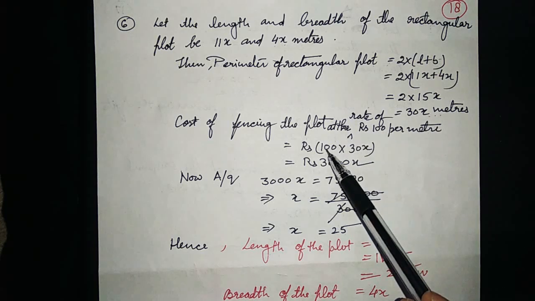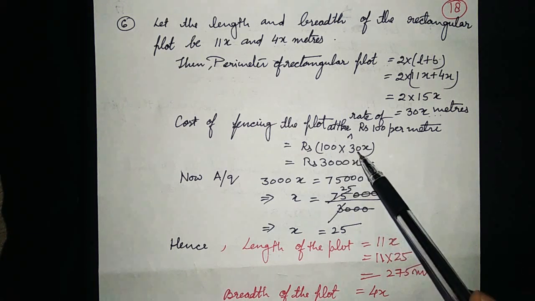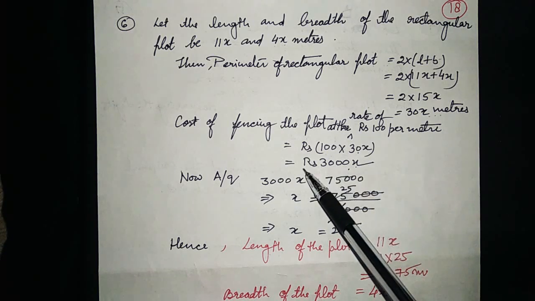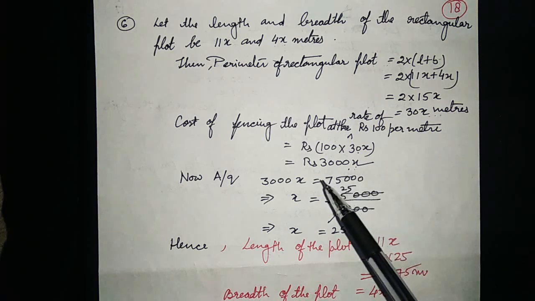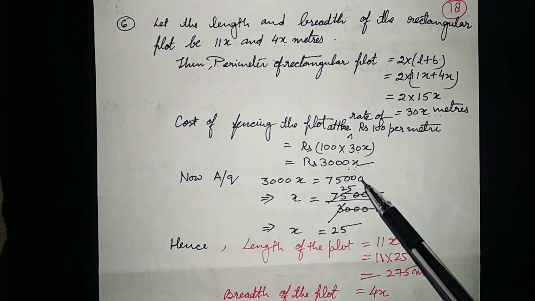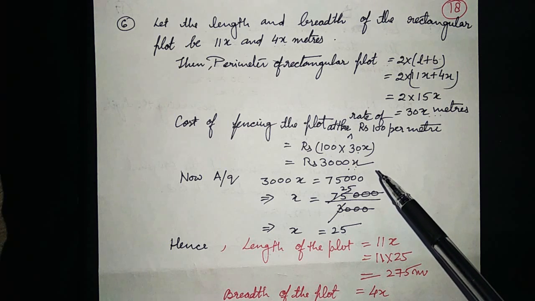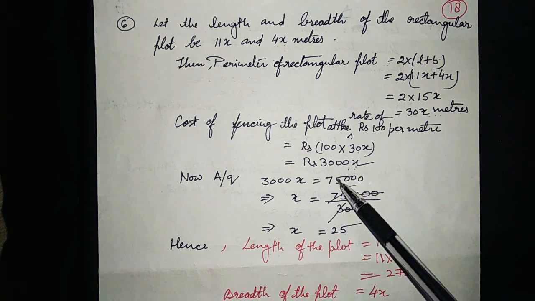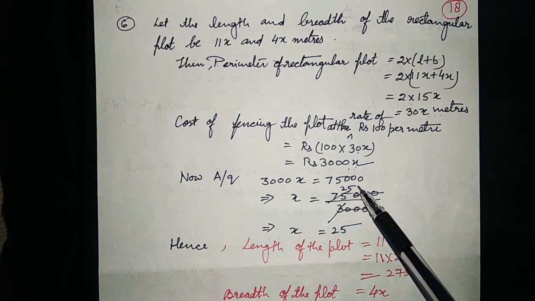we will multiply ₹100 with 30x. 100 into 30 is 3000, and here x, so ₹3000x will come. According to the question, 3000x is equal to ₹75,000, because it will cost the village panchayat ₹75,000 to fence the plot. This sentence you have seen in the question. So 3000x is equal to 75,000.